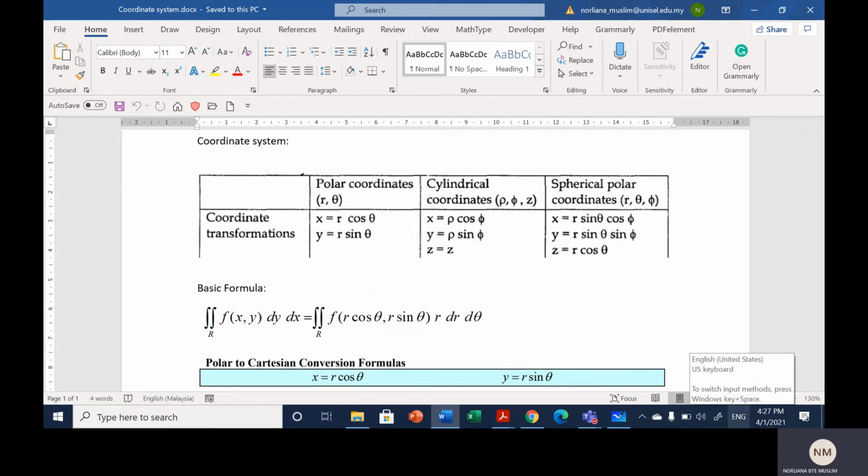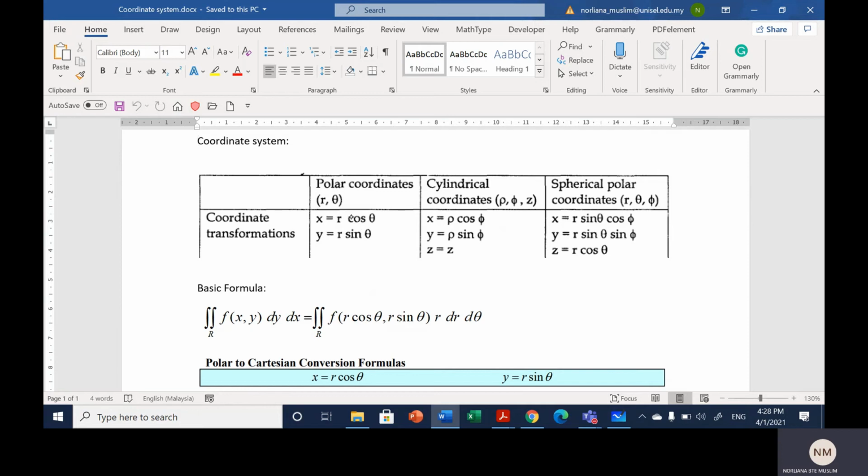Okay. So now we are going to see about the coordinate system. Usually this multiple integral, whether it is double integral or triple integral, has applications in engineering. The problems related to the multiple integral in engineering lie in the coordinate system. So there will be a two-dimensional coordinate system or a three-dimensional coordinate system.